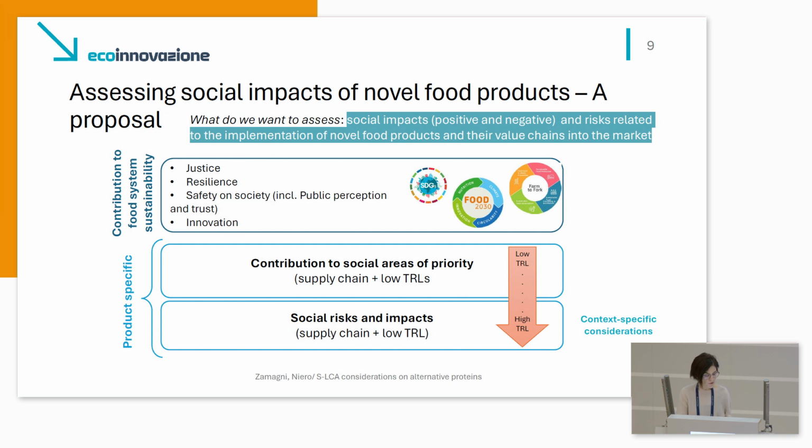These social areas of priority have been identified in justice, which includes the topic of accessibility and equality in terms of good food available for all. Remember that we have a commitment as a society to fulfill in terms of zero hunger for all people. We have the topic of resilience, which refers to the ability to withstand the magnitude of a disruptive effect, and also the capability to absorb, adapt, and recover from such an event. This clearly recalls the topic of food security.